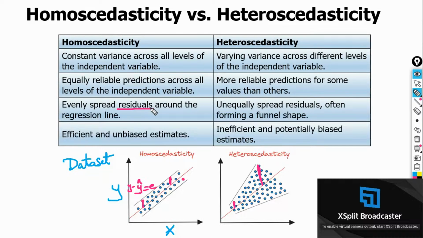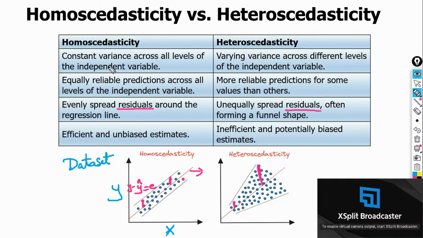The residuals that you get will be spread evenly around the regression line. This is called the regression line or best fit line. But in the case of heteroscedasticity, the residuals will be unequally spread. This is again an issue that we encounter as part of linear regression, and we'll also understand, if we encounter the heteroscedasticity issue in our use case, what preventive measures should be taken. We'll understand that as part of the use case, not here.